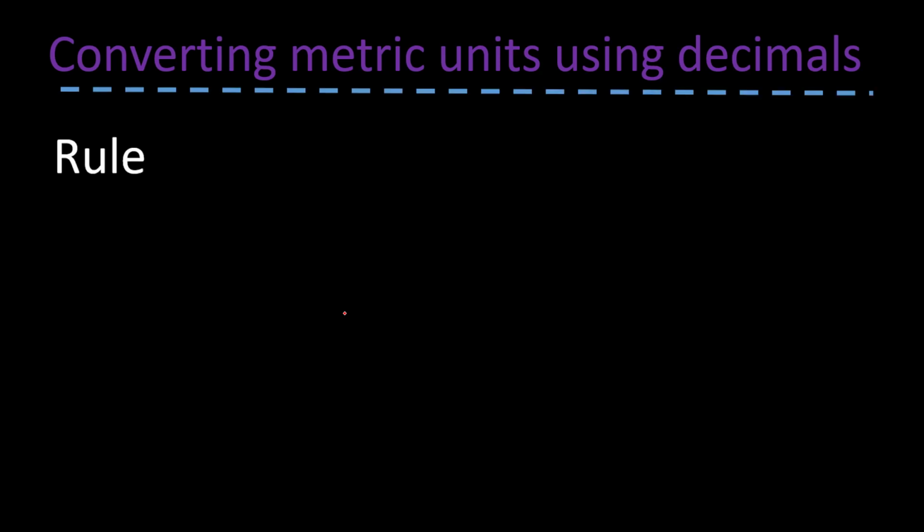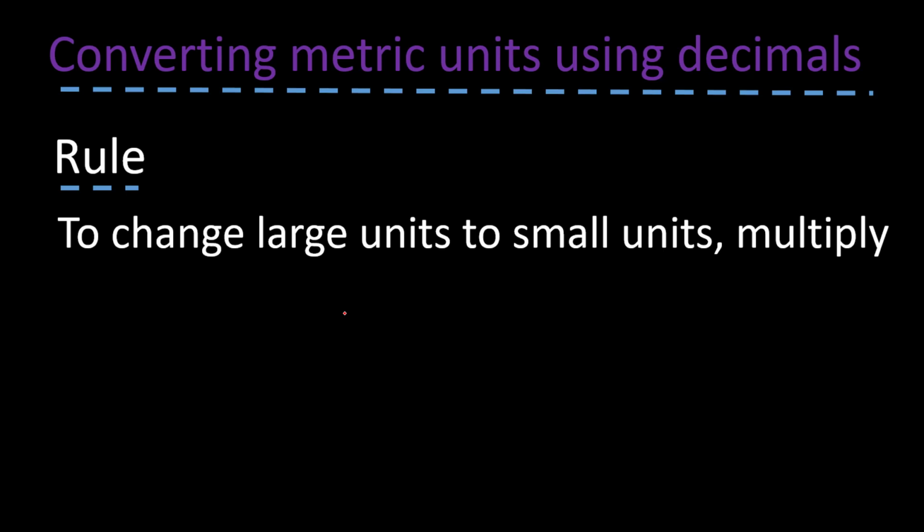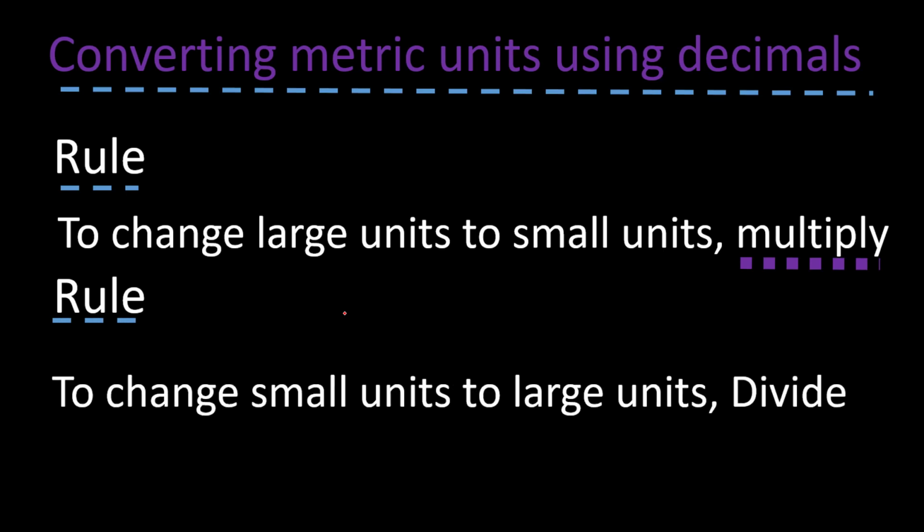Now, how can we convert between the metric units? We have a rule here. Don't forget, to change large units to small units, multiply. Multiply by what? 10, 100, 1000, according to the factor. Rule 2, to change small units to large units, we will what? Divide. Divide by what? The conversion factor in the relation.